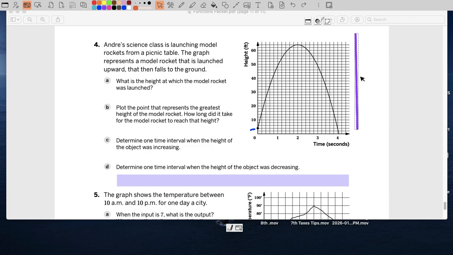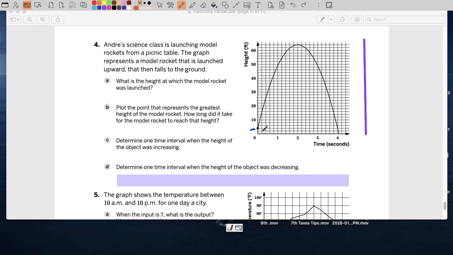What exactly is it asking us? The graph represents a model rocket that's launched. Okay, so it launches, goes up, reaches its maximum height, and then at that point it turns around and goes back to Earth, and it hits the ground after 4 point something seconds. What is the height at which the model was launched?